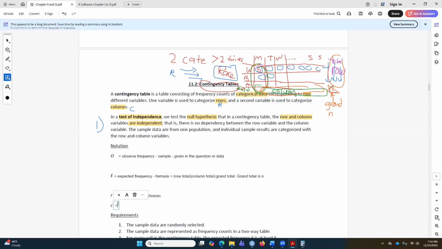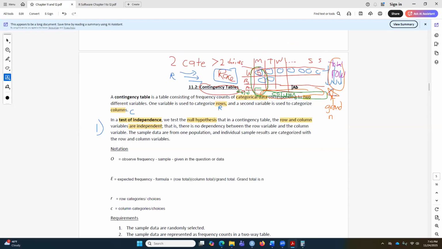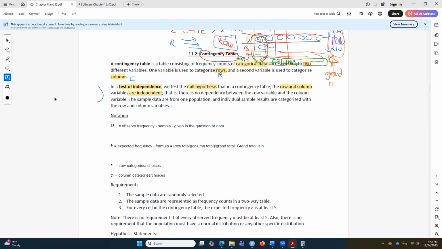C in this case is your column choices, or column categories. Since for this case we have Monday through Sunday, C in this case is 7. So make sure you know that R means how many choices a row has, or how many variables. I say choices in this case, so it's easier.